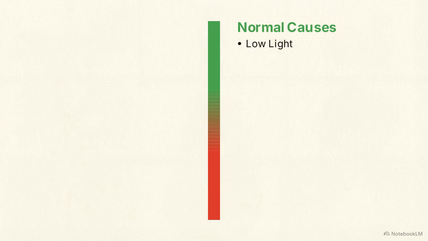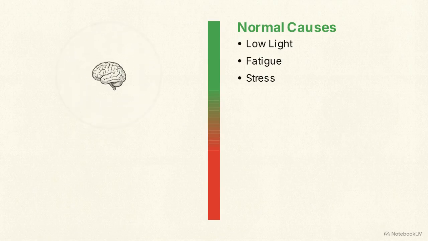This vertical spectrum illustrates the etiology of illusions. It occupies a unique space between benign environmental factors and severe systemic disease. At the top of the spectrum are normal causes. Low lighting, poor visibility, severe physical fatigue, and acute stress are the primary drivers here. Neurologically, these errors occur when an unclear, ambiguous stimulus meets a brain that is metabolically or psychologically exhausted and unable to process the data accurately.